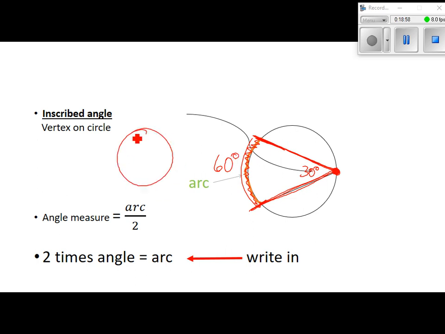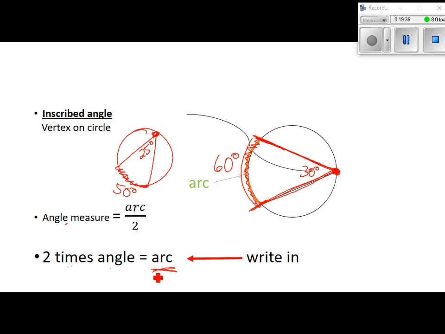Now if you're going the other way, we have some inscribed angle, it looks like this, and we know this arc is 50 degrees, then the angle has to be half of that. So the angle would have to be 25 degrees. So if we're looking for the angle, take the arc and divide it by 2. If we're looking for the arc, it's 2 times the angle. So if we know the angle, we just multiply it by 2, and that gives us the arc measure.